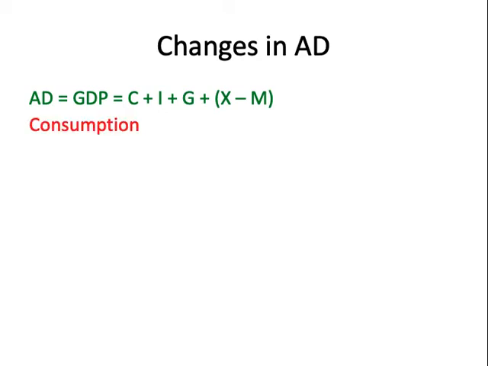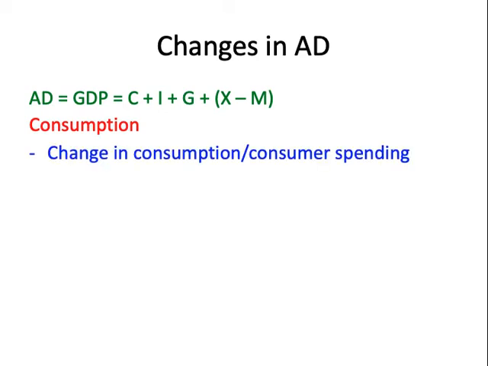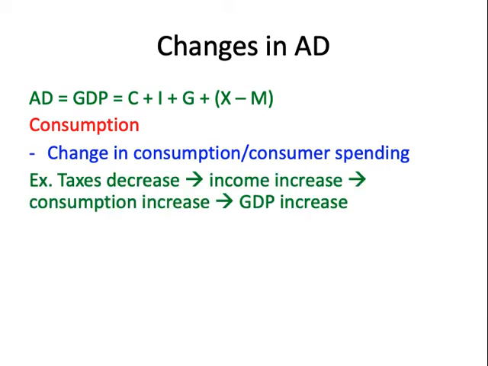And so if we want to change aggregate demand, we just need to try to change GDP. And so the first one, consumption spending. We want to be able to change consumer spending habits by changing what they do. One example is to decrease taxes, right? If you decrease taxes, people's income or disposable income will effectively increase. Consumption will effectively increase. GDP will effectively increase in these scenarios.